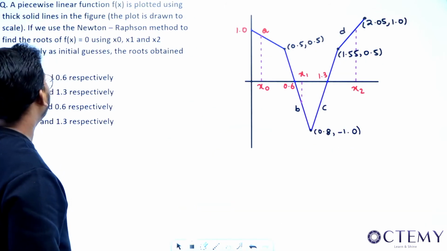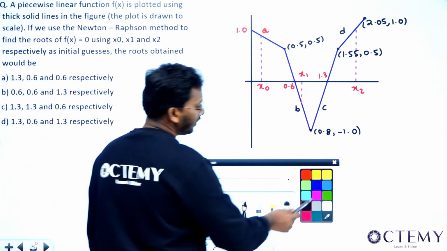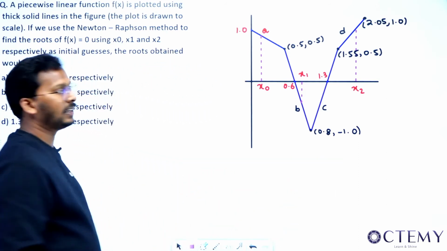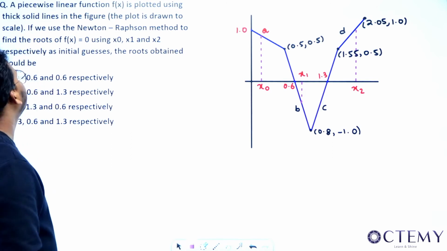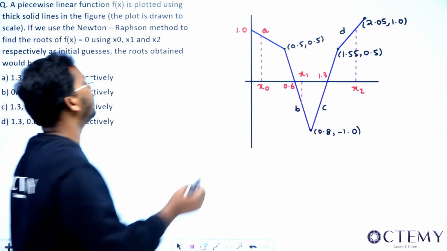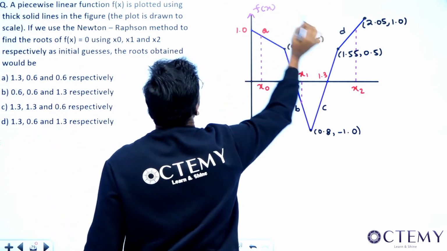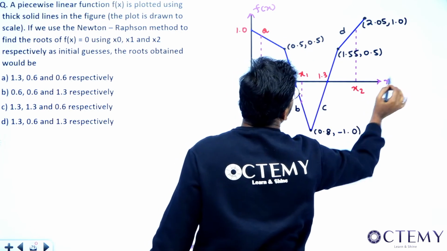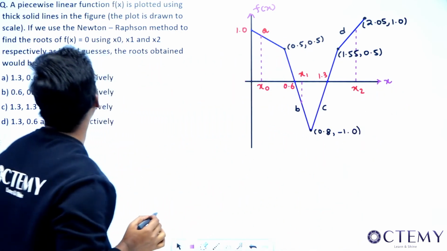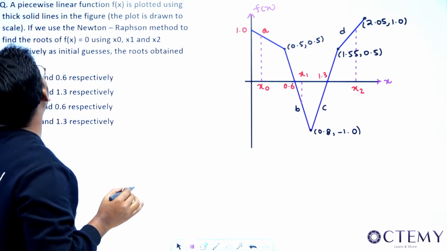Very good. Let us go to the next question, which is a very important question. See what he is telling in this question. Let's try to read and understand it. He's telling that a piecewise linear function f of x, this is the function f of x and this is x, is plotted using thick solid lines, the blue color lines. In the figure, the plot is drawn to scale.